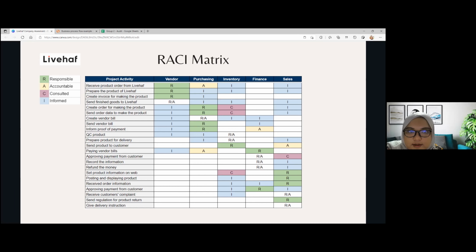Next is send regulations for product return. The regulation will be sent by sales, so sales will be the one who is responsible. And the last one, give delivery instructions. So in this activity, sales are responsible for giving the correct address of inventory. That's all from the RACI Matrix.